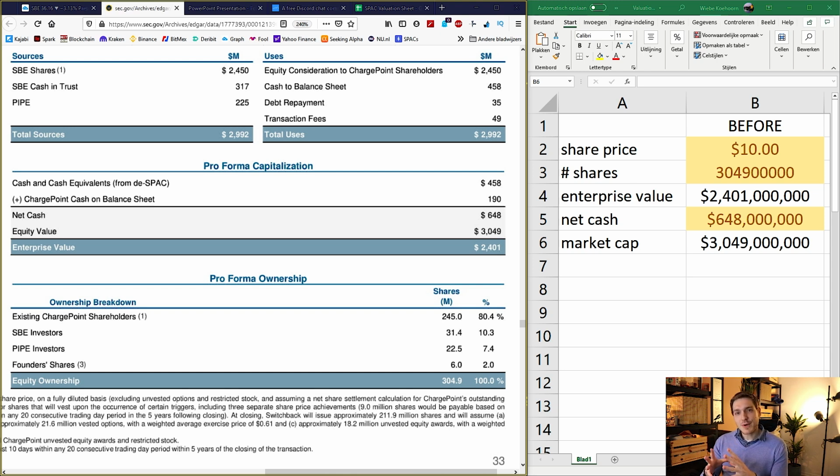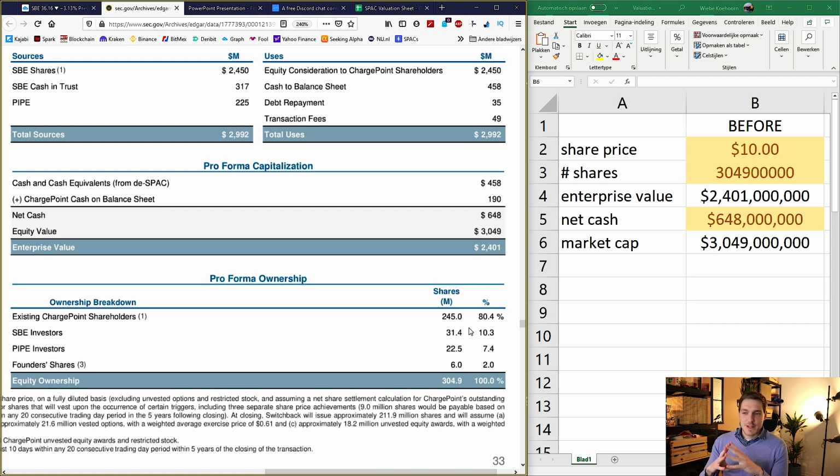The SPAC is not going to entirely own the company they're going to merge with. Switchback Energy is not going to entirely own ChargePoint after the merger. It's usually like 10 to 20% more or less, maybe even 25% of the company. In Switchback Energy's case, we can see that it's a little bit small maybe, but here you can see that Switchback Energy investors are going to own 10.3% of the entire deal. So the SPAC gets more or less 10% of the entire deal.